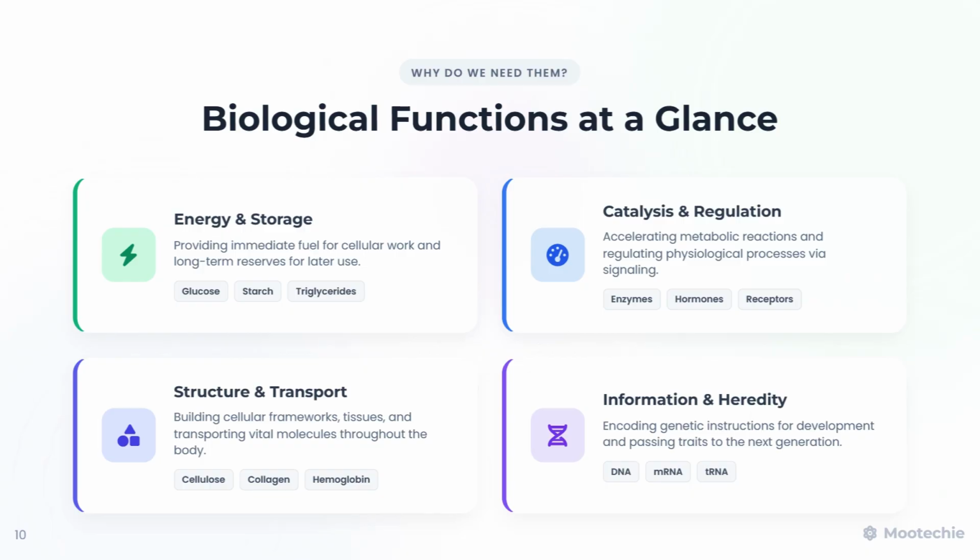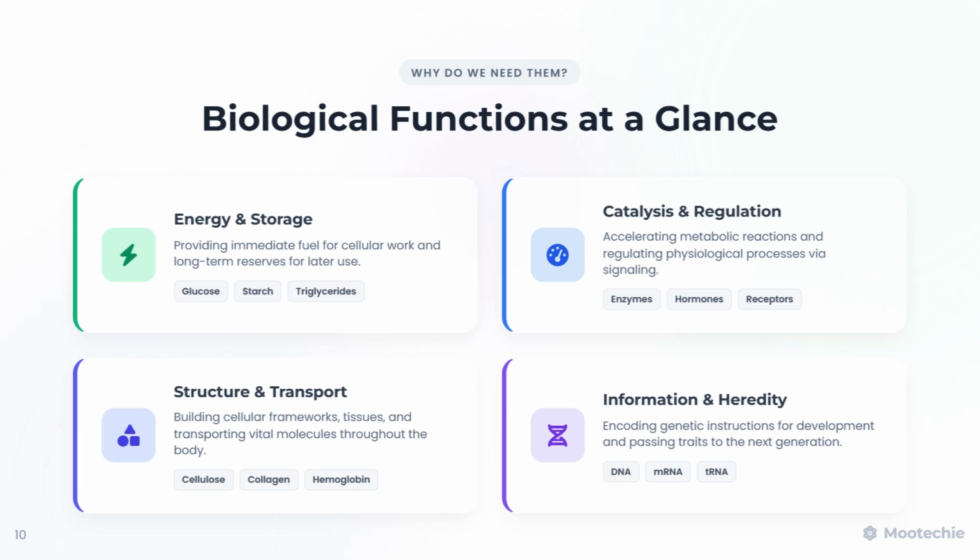Second, for structure and transport. They build cellular frameworks, tissues, and transport vital molecules. Examples are cellulose in plant cell walls, collagen in our skin and tendons, and hemoglobin, which transports oxygen in our blood. And third, for catalysis and regulation.